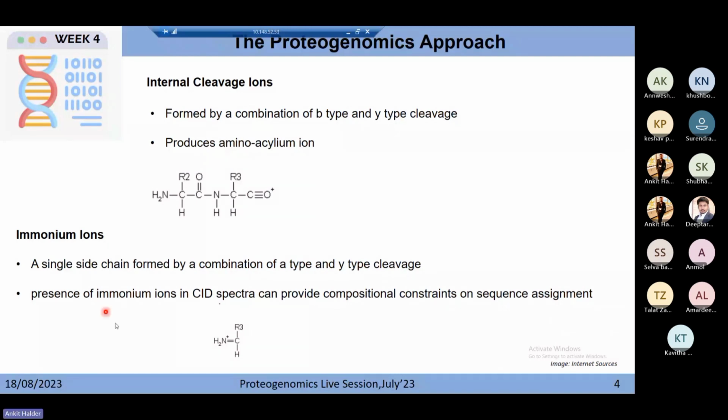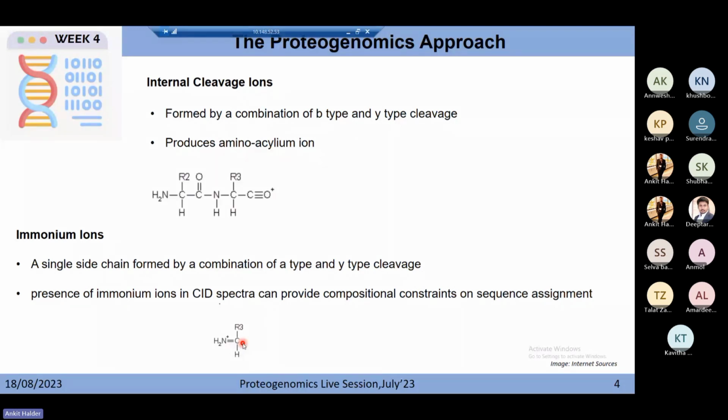In the previous week, we had discussed the spectra, the CID and ETD. Generally we are using CID, collision induced dissociation, and it can produce these ions. This is how immonium ions would look, and for each amino acid it looks somewhat different when it is fragmented.